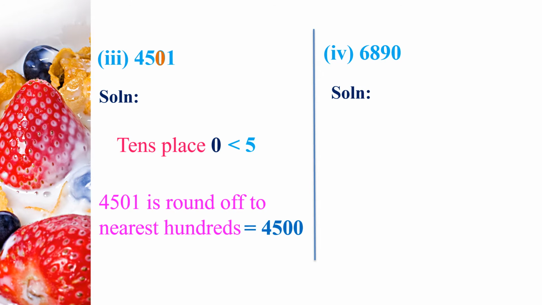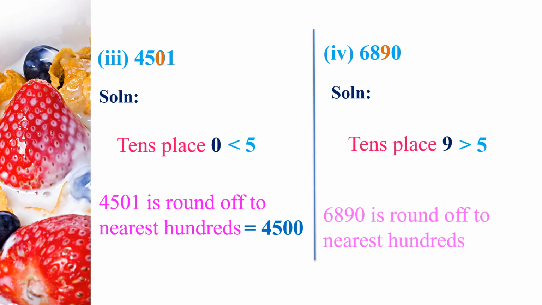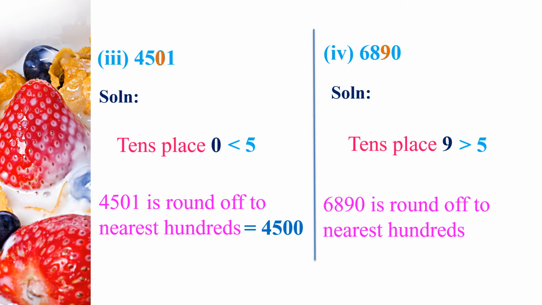6890. Here also we take the tens place, that is 9. Compare 9 with 5. 9 is greater than 5. As you know the rule, 6890 rounded off to the nearest 100: replace the tens and ones places by 0 and increase the hundreds digit by 1. So we will get 6900.